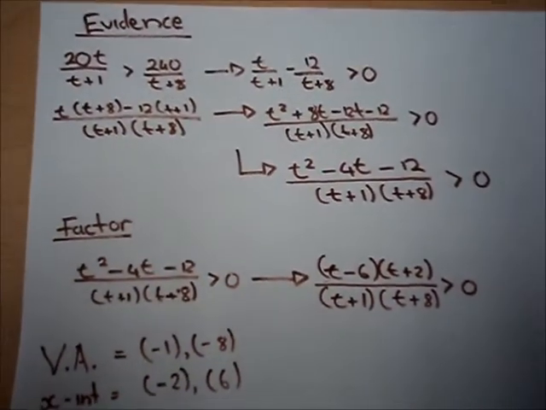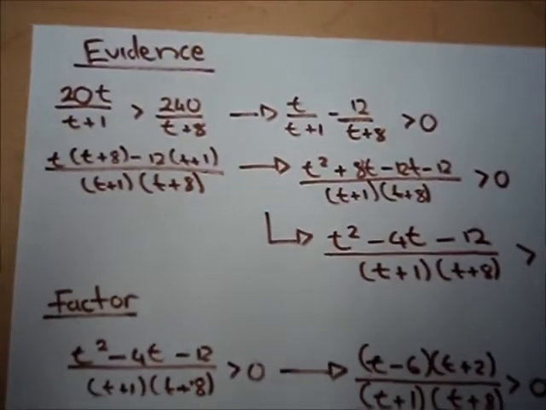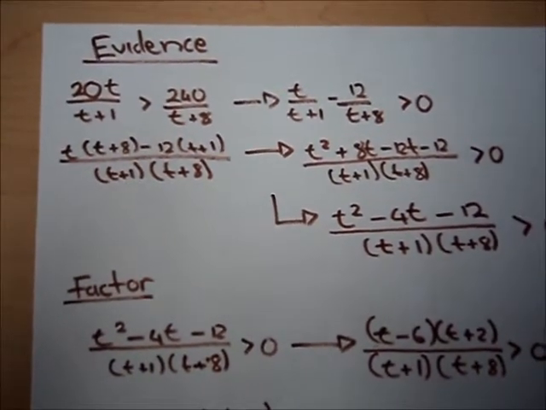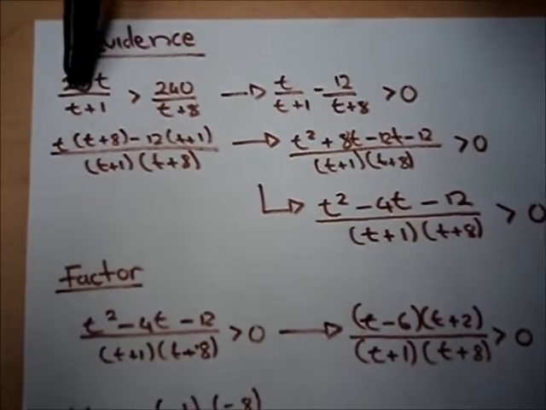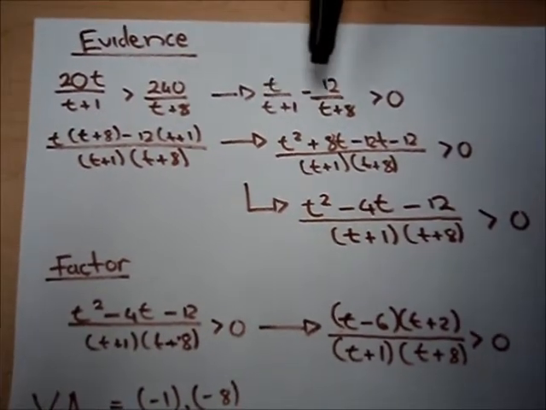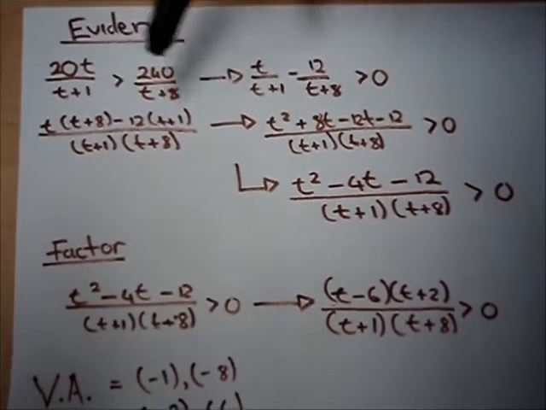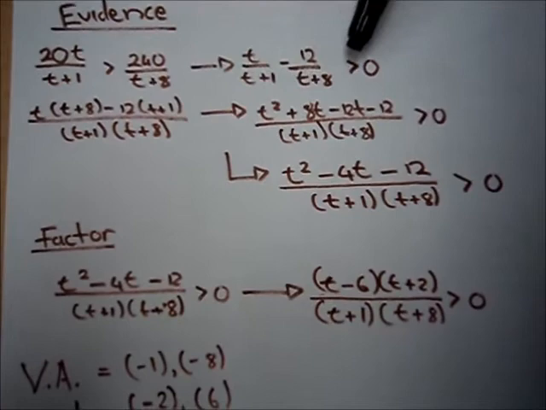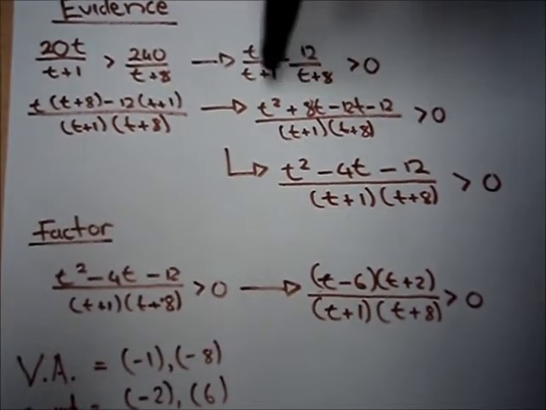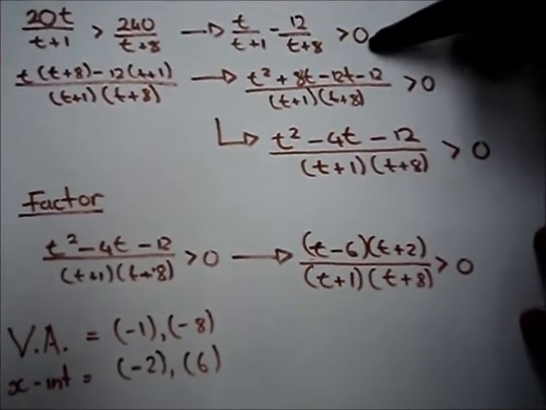The inequality that we're going to do is 20t over t plus 1 is greater than 240 over t plus 8. So what we'll do is factor it, because the like terms 20 and 240 can be divided. 20 into 240 goes 12 times, right? So there's t left over from the 20t and 12 from the 240. We bring everything over to one side, as we stated in the first criteria, so that everything is greater than 0.